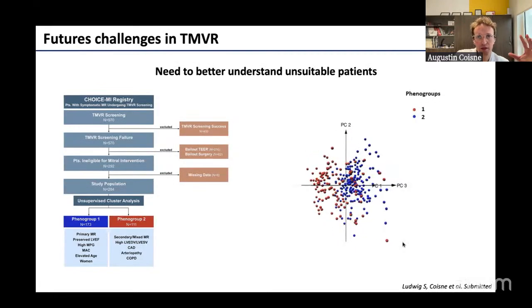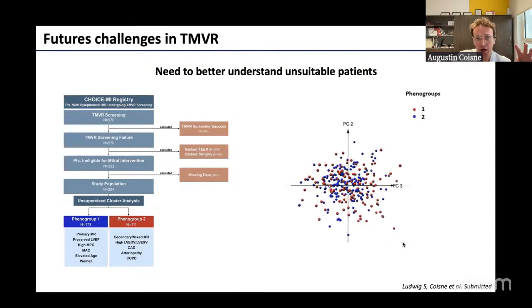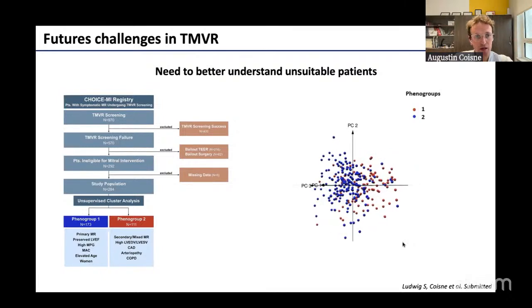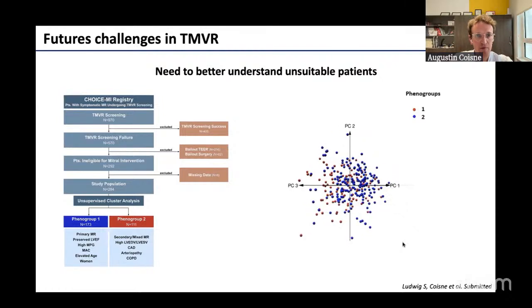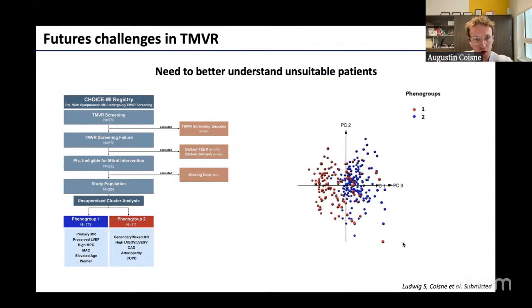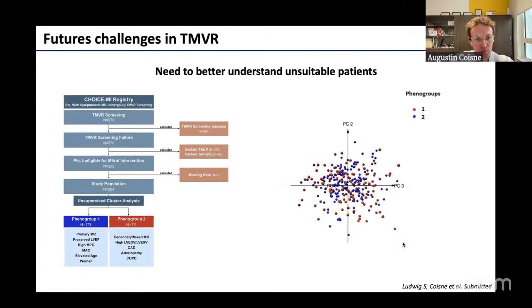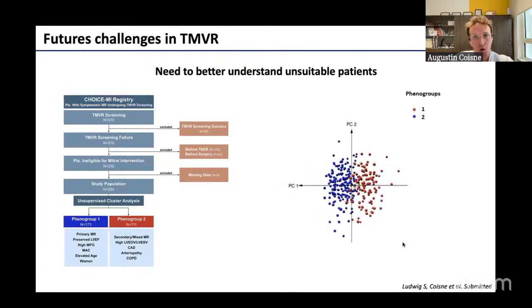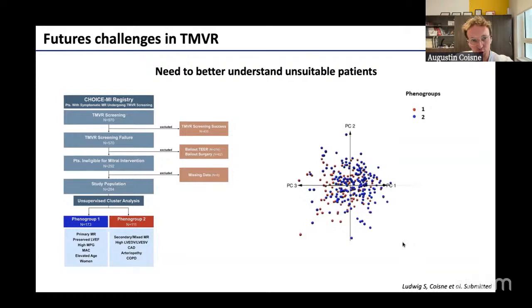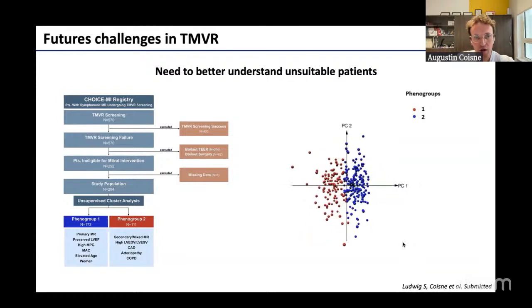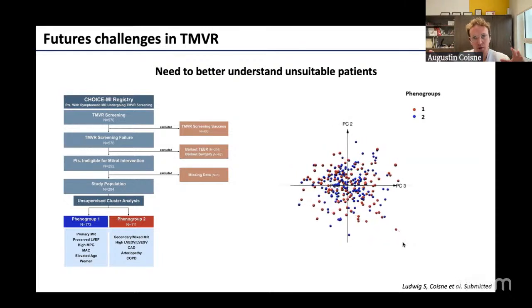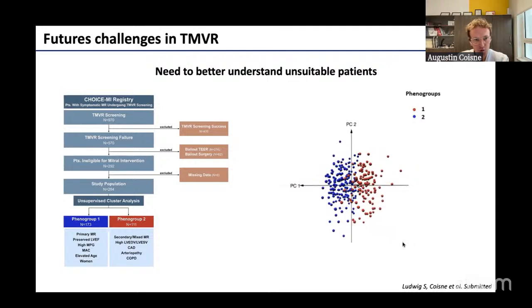And finally, we need to better understand the unsuitable patient. We did this clustering analysis on the CHOICE-MI, and we found two big groups of patients that were not suitable for anything. I mean, TMVR, edge-to-edge repair, or surgery. So we had no choice other than treating them with medical treatment so far. We have group number one, patients with, let's say, primary MR, women, old, frail, MAC, MR-related pathology, and the second group, number two in red, patients with secondary MR, big left ventricle and very poor left ventricular function, meaning that the technology needs to propose solutions for these two phenotypes.